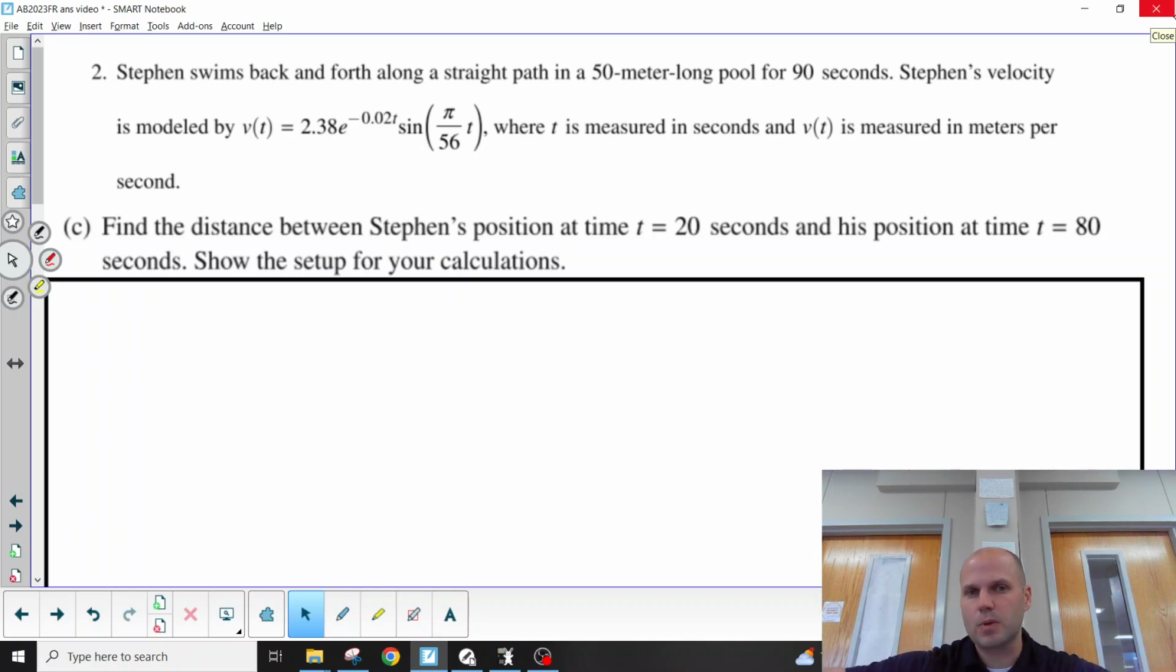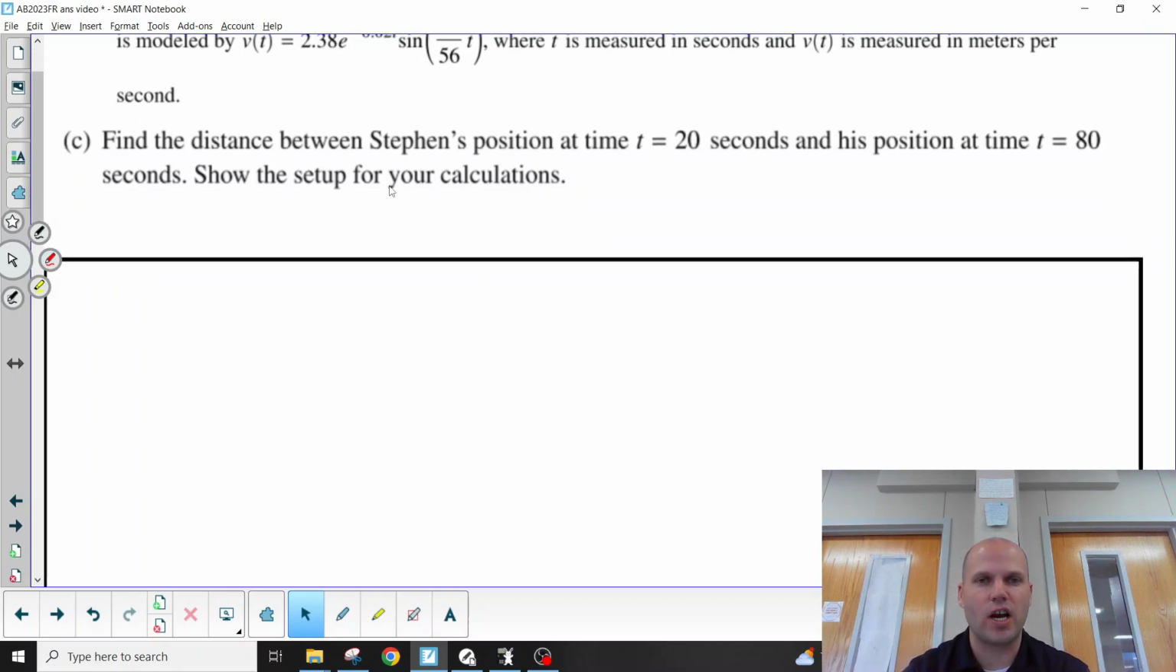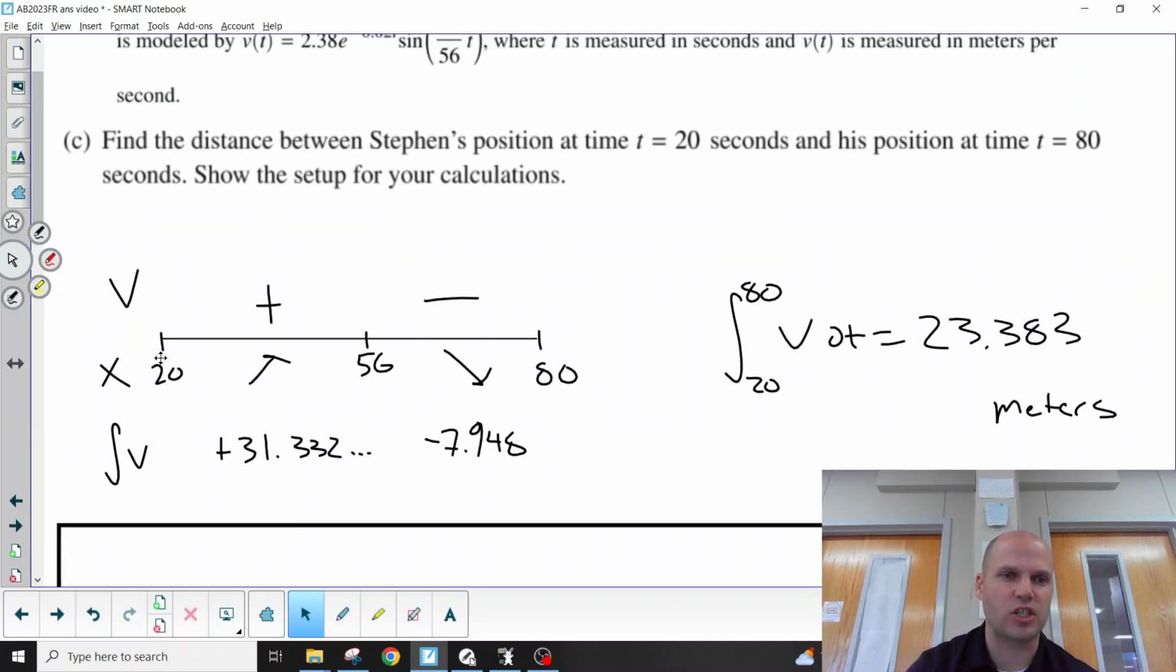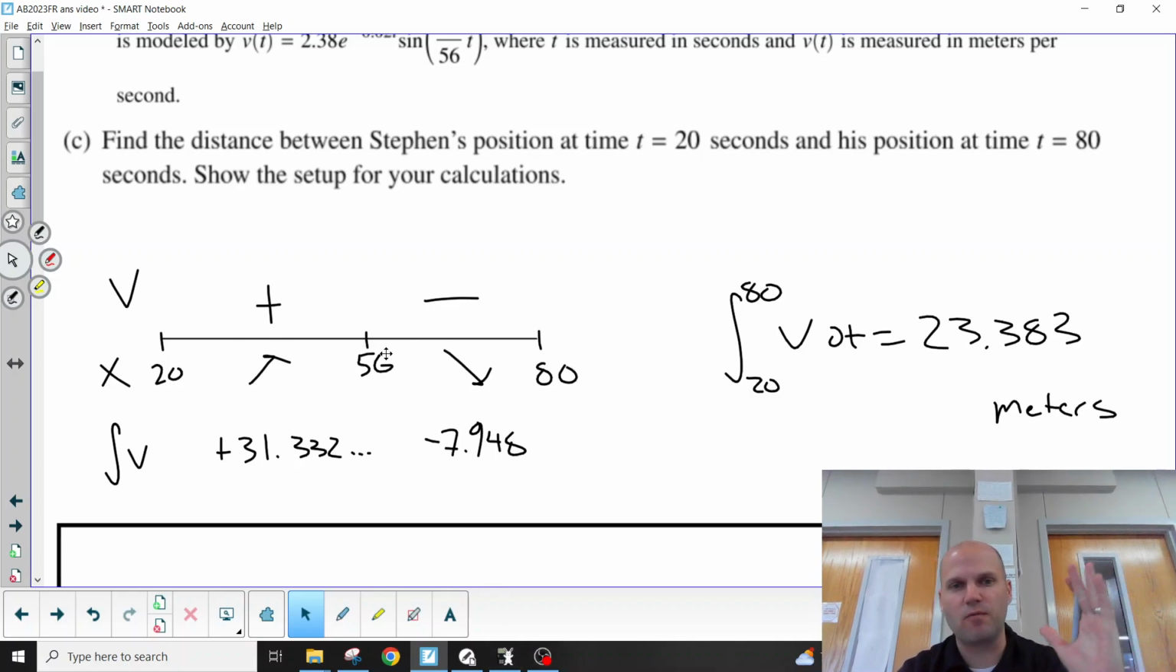It says find the distance between Steven's position at time t equals 20 and his position at time t equals 80. Show the setup for your calculations. It's not asking you for the total distance traveled. I'm going to go ahead and adjust my sign analysis. Here's my adjusted sign analysis between 20 and 80. My velocity is positive from 20 to 56 and negative from 56 to 80.